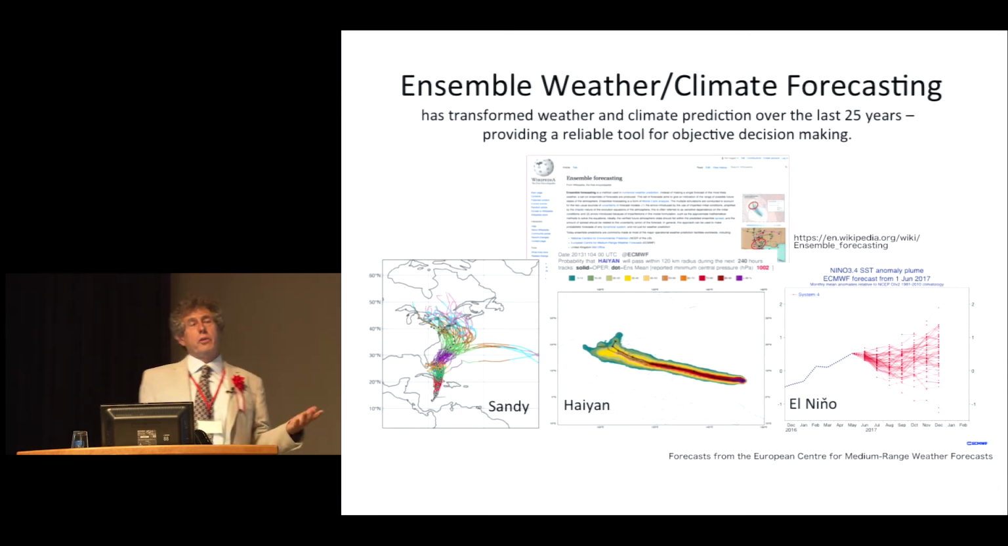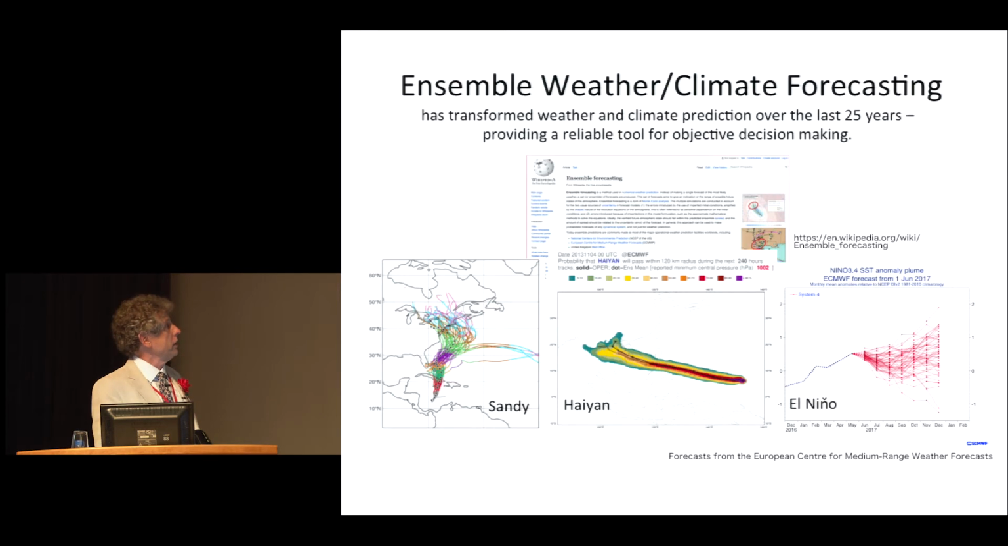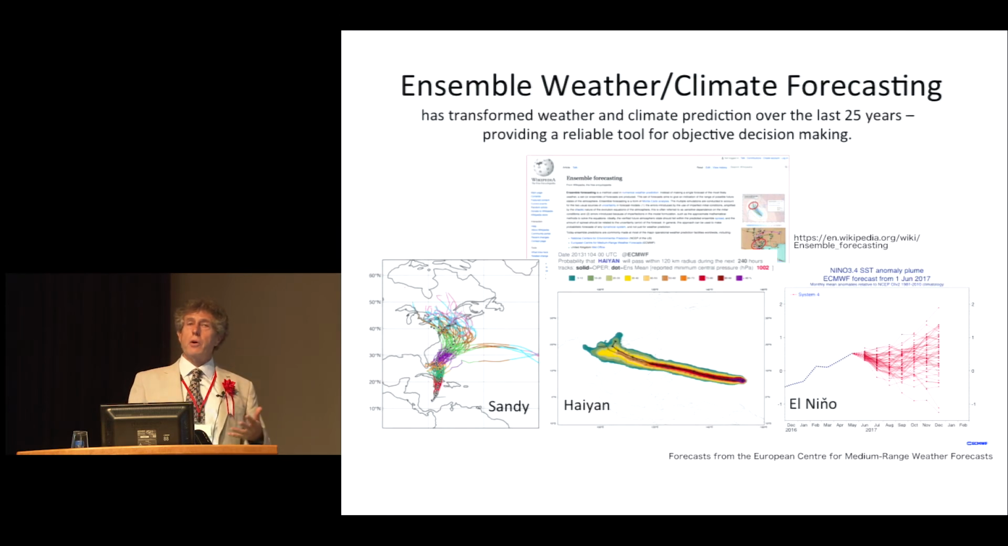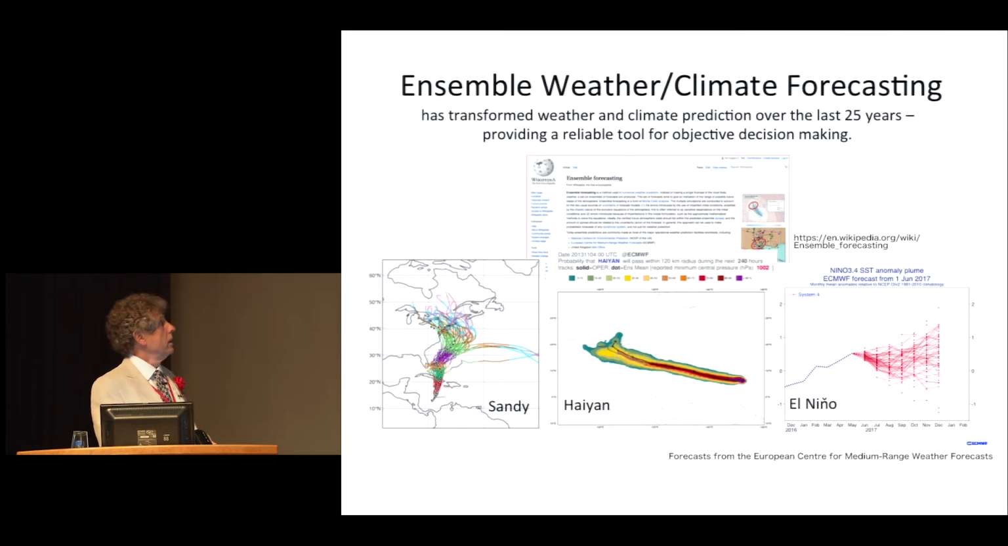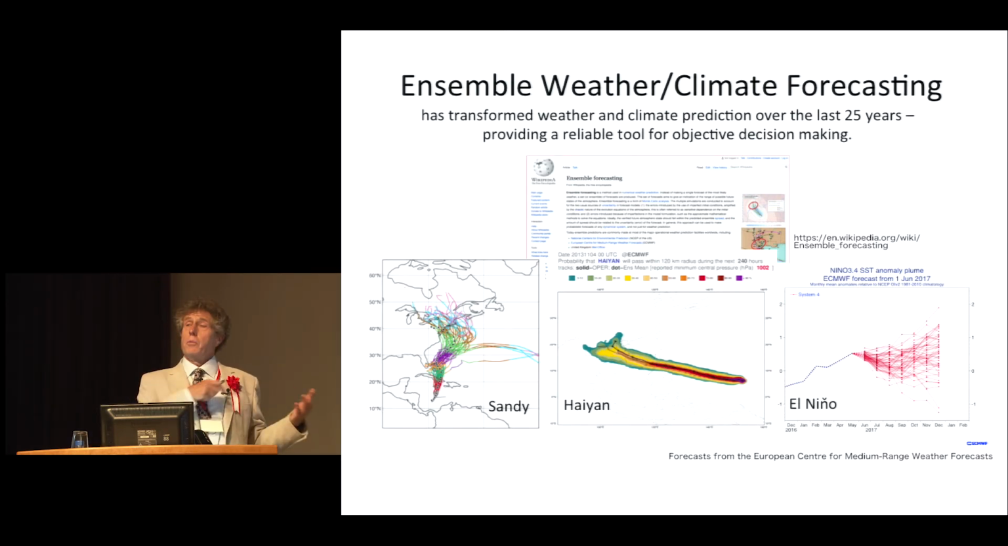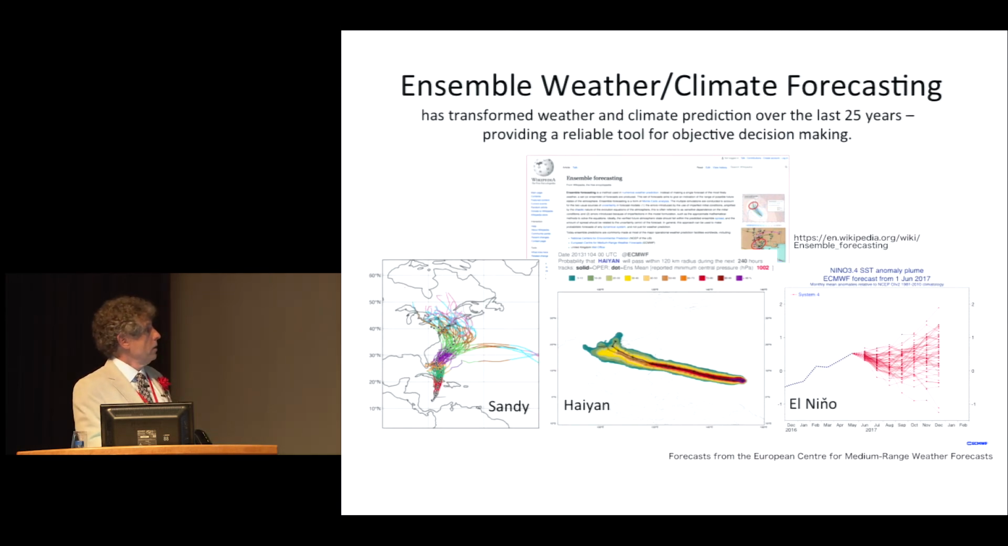And I would say in the last decade or so, ensemble forecasting has really become widely used around the world, and it's transformed weather and climate prediction. And really, the fact that we can now make probability forecasts in a quantitative way means we have now a reliable tool for objective decision-making that we never had with the old-fashioned deterministic predictions. So I want to give 3 examples of an ensemble forecast, basically from the organization where I worked for many years, the European Centre for Medium-Range Weather Forecasts.